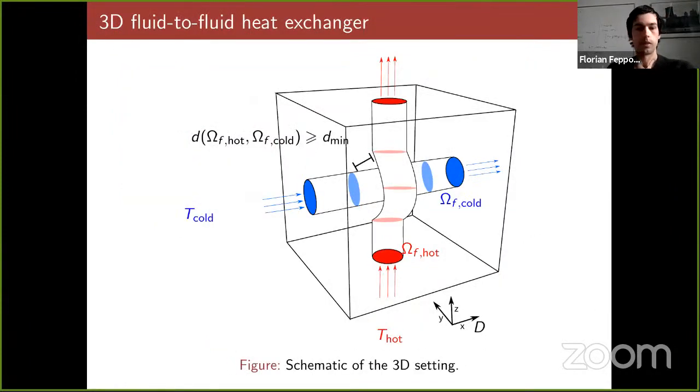Now we wanted to solve it in 3D. We consider this box where we have one flow coming from the left of a cube and a hot flow coming from the bottom. And we want to impose this minimum distance constraint between the two channels.